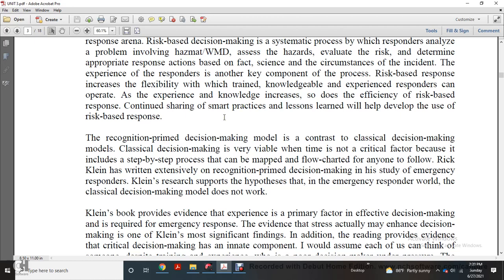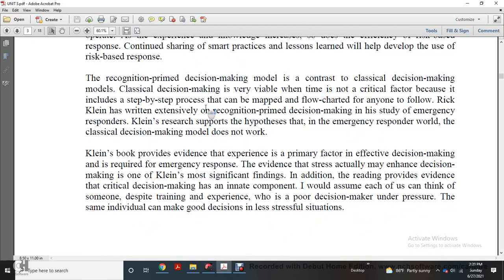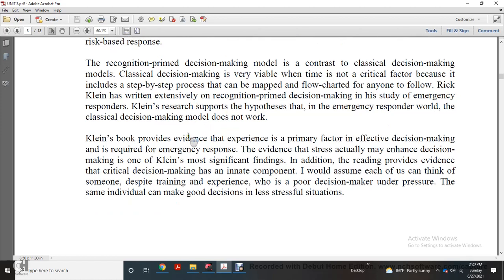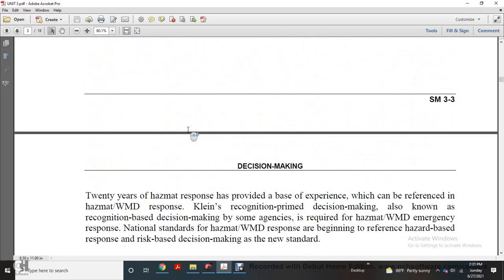Klein's research supports the hypothesis that, in the emergency responder world, the classic decision-making model does not work. Klein's book provides evidence that experience is the primary factor of effective decision-making, and that stress can affect decision-making. This is one of Klein's most significant findings, along with evidence of critical decision-making. I would assume that each of us thinks that someone, despite training and experience, is a poor decision-maker under pressure; some individuals will make good decisions, a lot less so under stress.